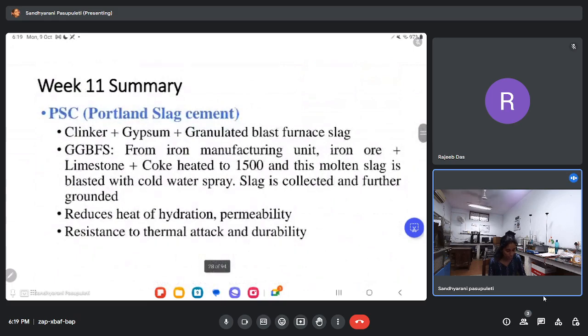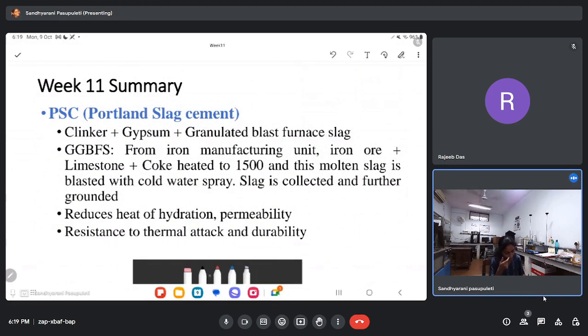In addition to that, there is another kind of cement which is called Portland slag cement. The difference is that here the pozzolanic material is granulated blast furnace slag. So we already have the clinker. Clinker is a combination of raw materials subjected to higher temperatures, around 1500 degrees, and to that clinker we add the gypsum. Till now we know we will get the OPC. To this OPC we add granulated blast furnace slag.